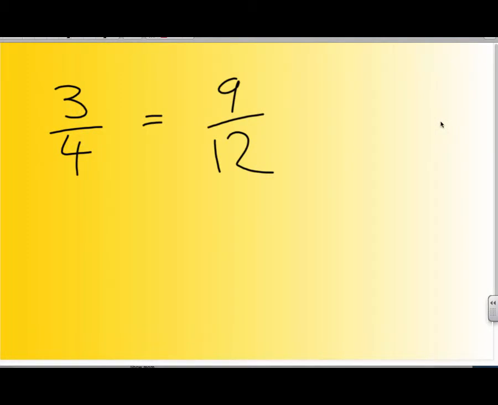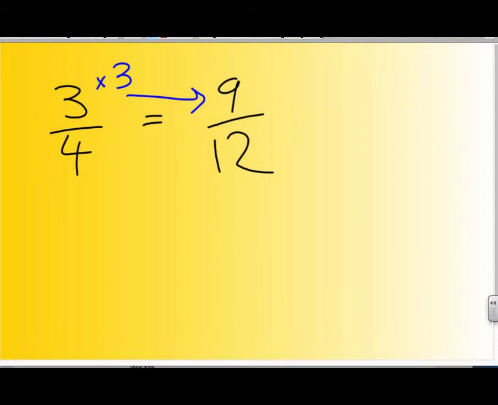Right, is 3/4 the same as 9/12? Well, let's see. What do you do to 3 to get 9? What have you got to times by 3 to get 9? You've got to times 3 by 3, don't you? 3 times 3 equals 9, doesn't it? Okay, so whatever you've done to the top, you've got to do to the bottom as well.